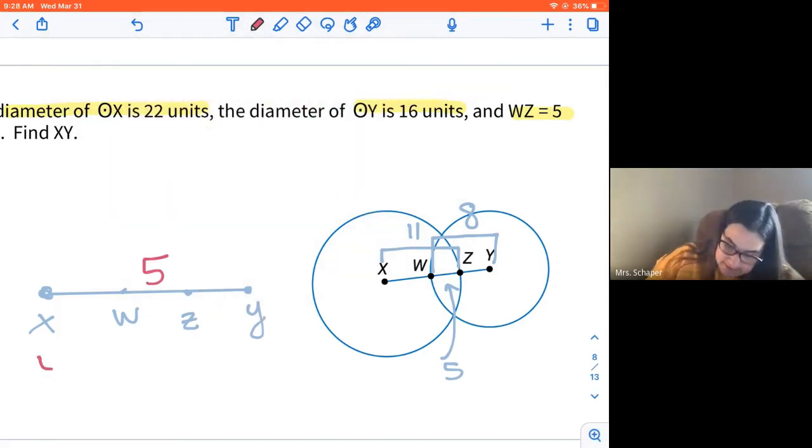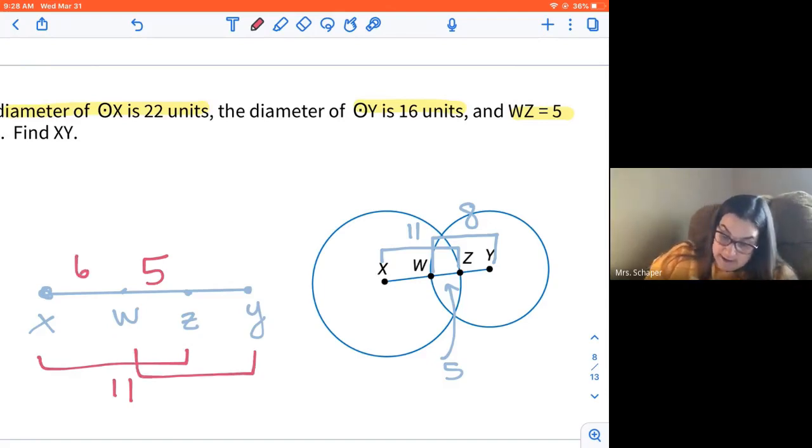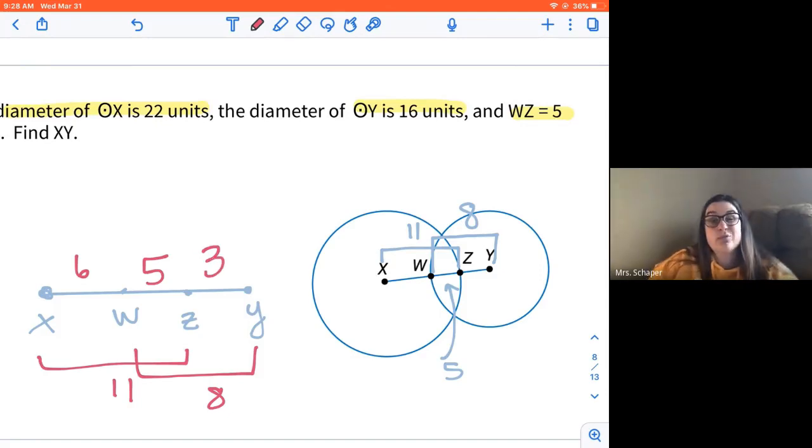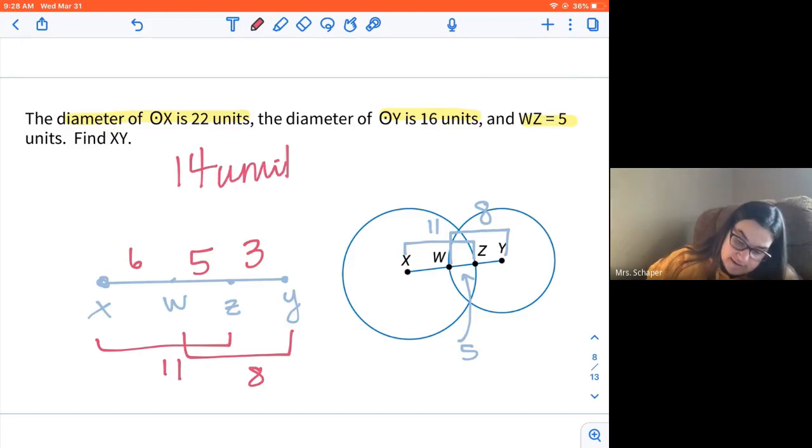I know this distance is 11, which makes XW 6. And I know that WY is 8, which makes ZY 3. So XY is 6 plus 5 plus 3, which is 14 units.